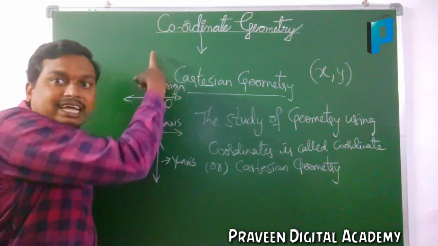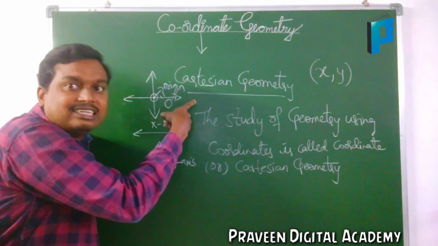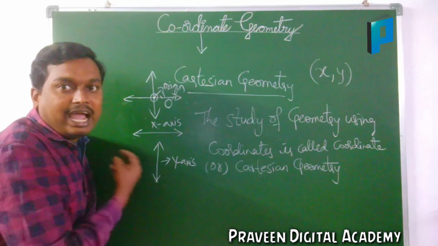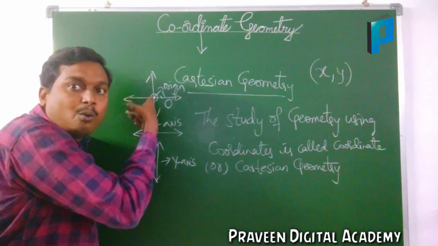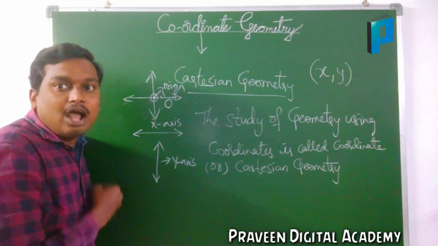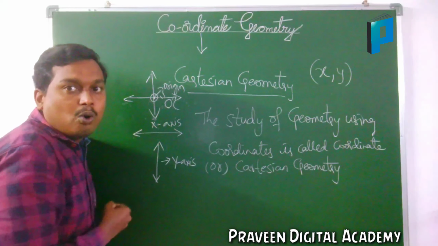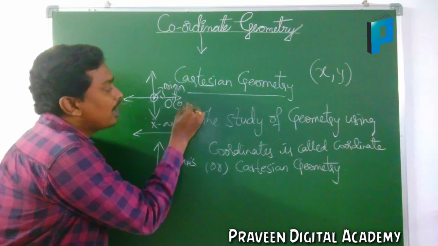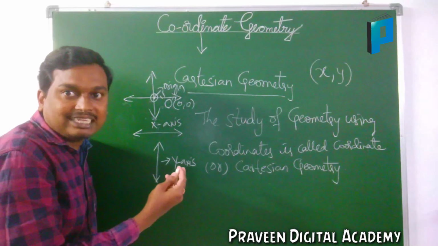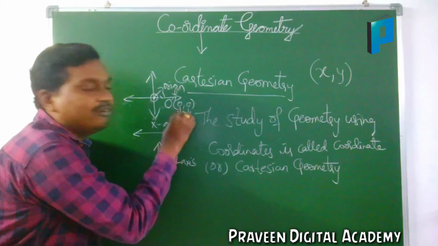Where the x-axis and y-axis meet is called the origin. The x-axis is the horizontal line and the y-axis is the vertical line. The origin is represented by the capital O, and the coordinates of the origin O are 0, 0. A Cartesian plane always has two axes, and the first is always x and the second is always y.